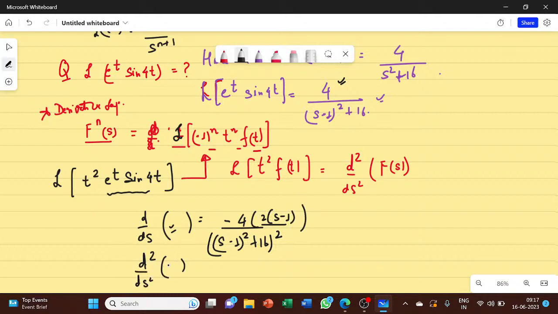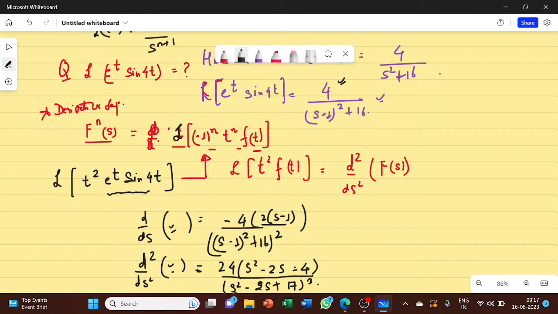So you have to take the derivative again, and I'm just writing the answer. You just have to verify it. It will be equal to 24, and it is a long thing to do, so I'm leaving this to you. Minus 2s minus 4s divided by (s square minus 2s plus 17) whole, whole cube, sorry. This is what you get.